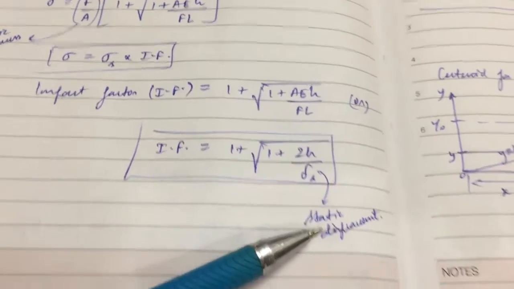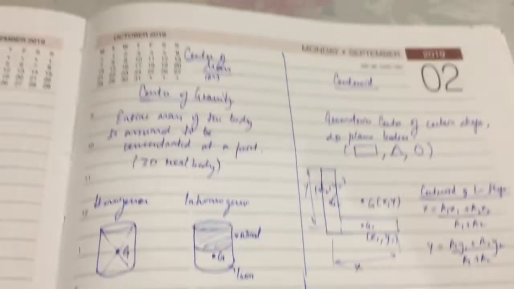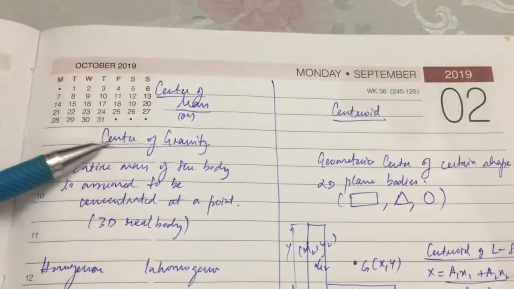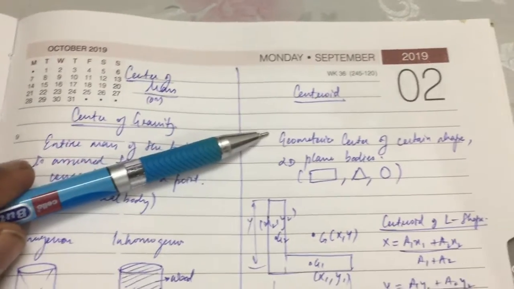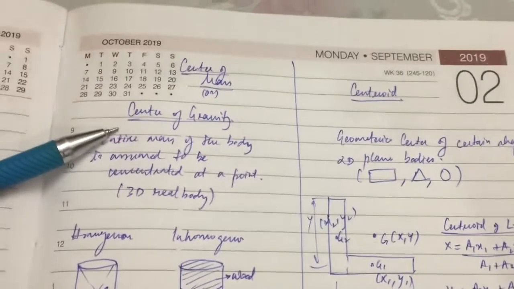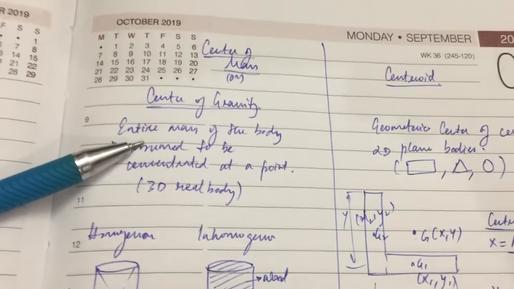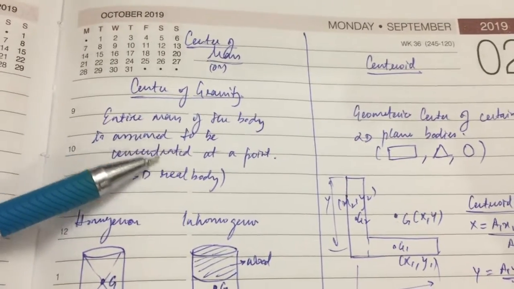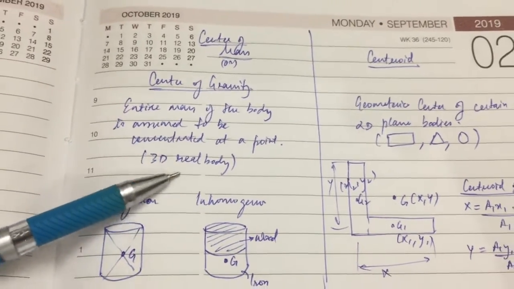Okay, so now let's move to the analysis of the center of mass or center of gravity versus the centroid. Centroid is nothing but the geometrical center of a certain shape, that is, a 2D plane body, while the center of gravity or center of mass is the assumption that the entire mass of the body is concentrated at a single point. It is in the 3D real body.